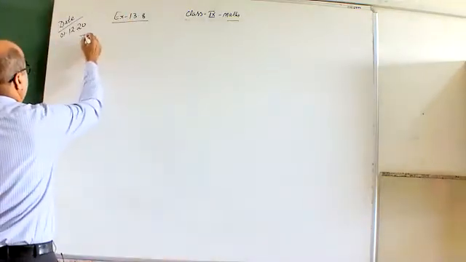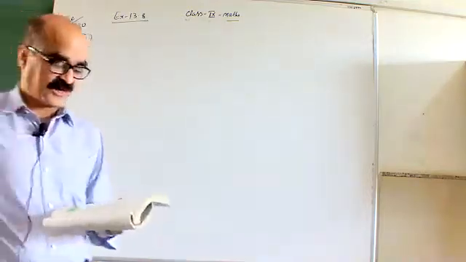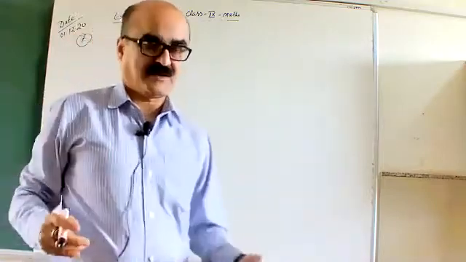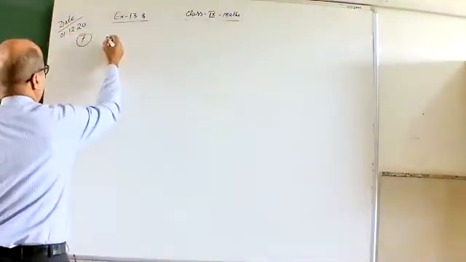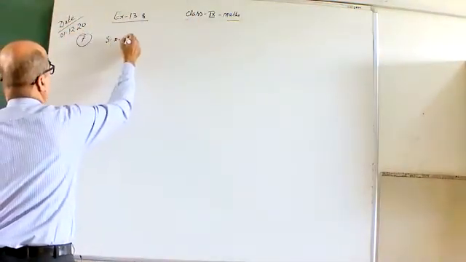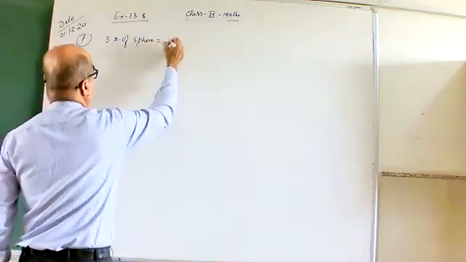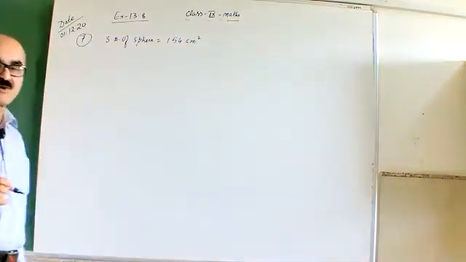Question number 7 is on volume. We have to find out the volume of the sphere whose surface area is given as 154 centimeter square.